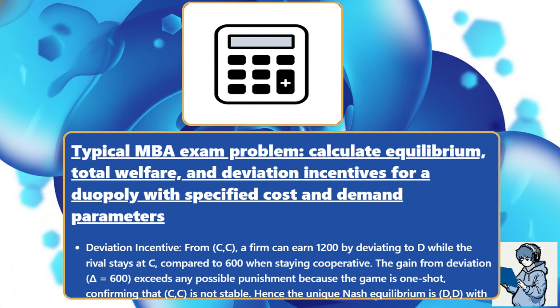Deviation incentive. From cooperate, cooperate, a firm can earn 1,200 by deviating to defect while the rival stays at cooperate, compared to 600 when staying cooperative. The gain from deviation, delta, equals 600 and exceeds any possible punishment because the game is one shot, confirming that cooperate is not stable. Hence the unique Nash equilibrium is defect, defect, with zero profit for each firm, even though total welfare is larger in the cooperative outcome.